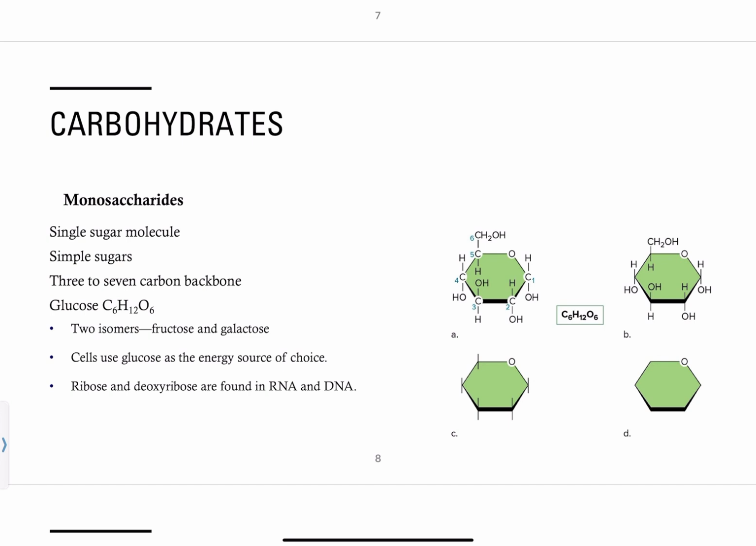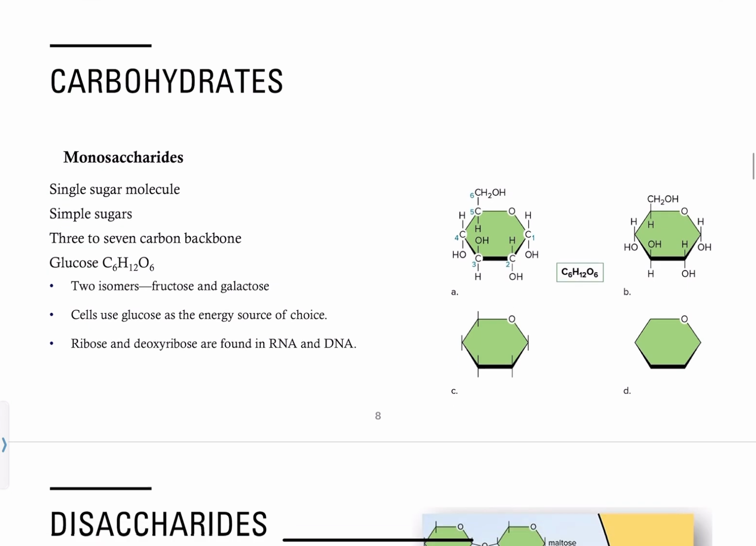So glucose has structural isomers, and those would include fructose, which is found in fruit, and galactose, which can be found in milk. These are going to have the same molecular formula, but different arrangements of atoms. So we talked about this previously when we discussed isomers. In addition to glucose, there's also ribose and deoxyribose, and these are the sugars that are found in RNA and DNA respectively. And these sugars play a really big role in storing and transmitting genetic information.